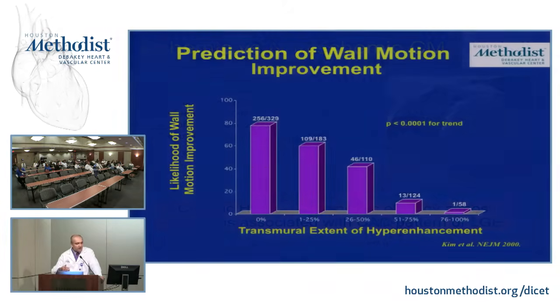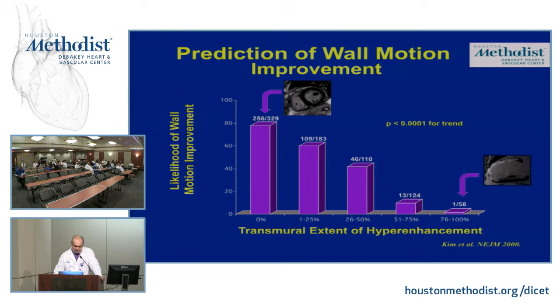Now, obviously, beyond identifying ischemic or non-ischemic, we know that in the ischemic setting, the amount of hyperenhancement predicts the likelihood of improvement in contractile function, both on a segmental basis as well as on a global basis from a per patient standpoint.